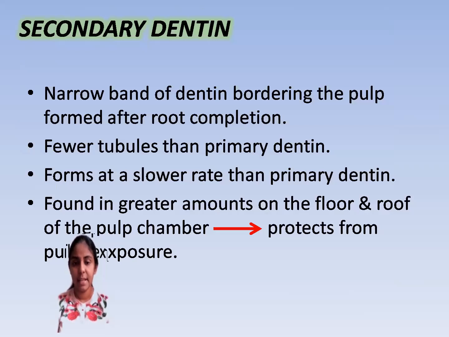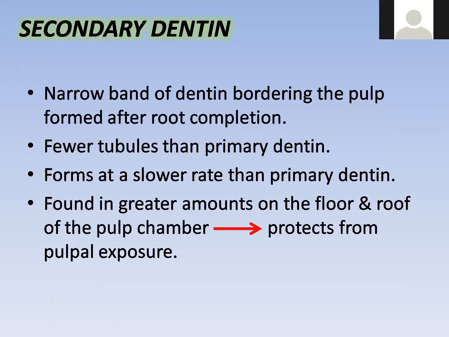Secondary dentin, it is the narrow band of dentin bordering the pulp formed after root completion. One word to note, dentin which is formed after root completion is secondary dentin. They have fewer tubules than the primary dentin. It forms at a slower rate than primary dentin and is found in greater amounts on the floor and roof of the pulp chamber. Its function is to protect the pulp from exposure.